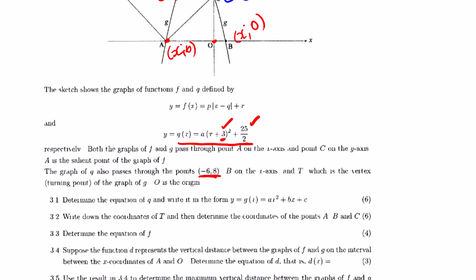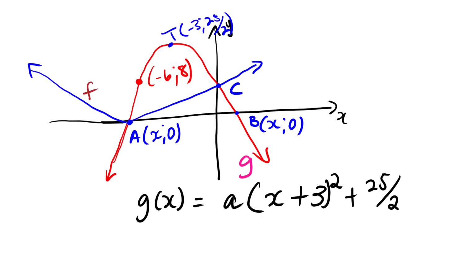Question 3.1, determine the equation of G and write it in the form y = g(x) = ax² + bx + c. So I tried to redraw the two graphs. Now the question requires us to write the equation of G and then write it in the other form.